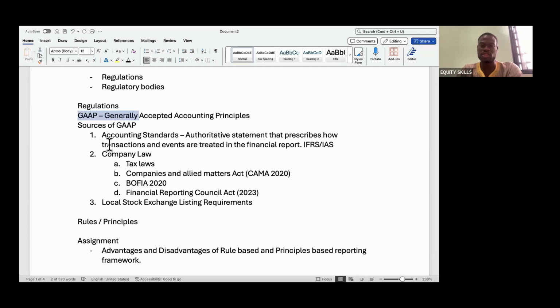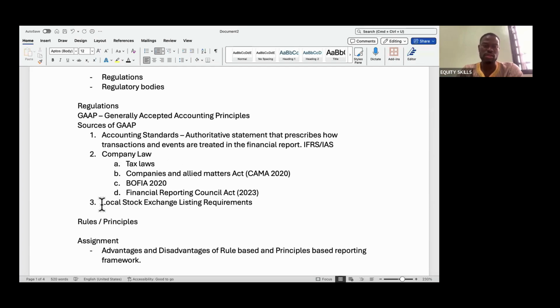And this GAAP, there are three of them. There is the accounting standard, which is the IFRS and IAS that we use in Nigeria. It's a global standard. We only adopted it in Nigeria. There is the company law, like the tax laws, the CAMA, the BOFIA, the Financial Reporting Act. Even there's this Nigerian Insurance Act that was just enacted in 2025.